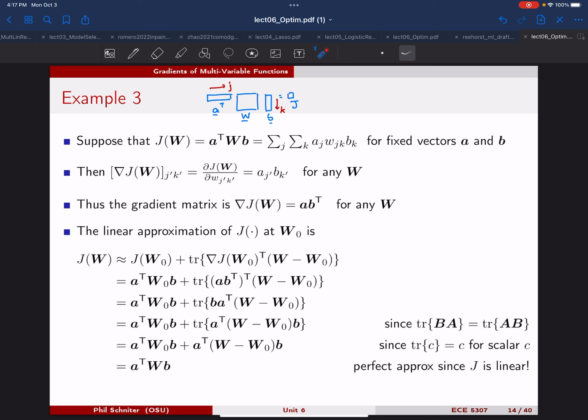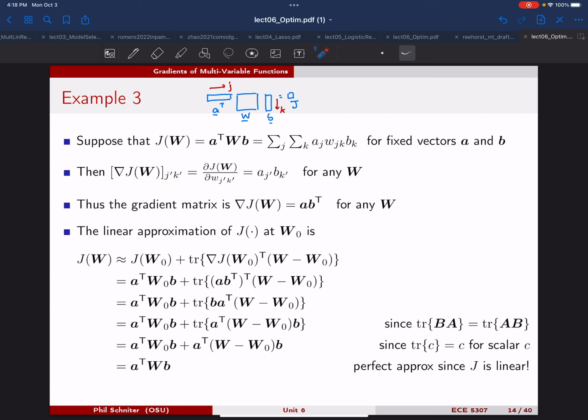What's interesting is that this is actually quite unusual: the gradient of this function doesn't depend on the W we're looking at. This is just a constant that holds for all W. This doesn't usually work out this way, but in this simple case, it does. That's because this is actually a linear function with respect to W. In any case, this is what we get for the j prime and k prime entries of this gradient matrix.